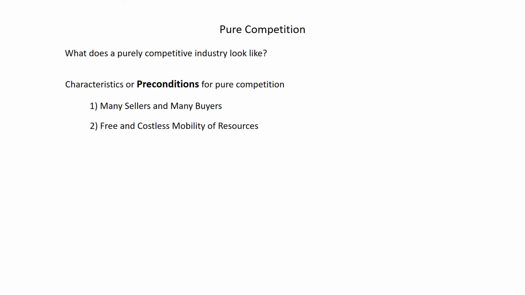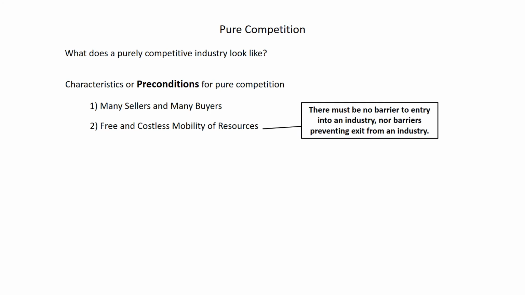The second precondition for pure competition is that there must be free and costless mobility of resources. Another way of saying this is that there must be no barriers that would prevent resources from entering into or exiting from an industry. In reality, this is not possible because virtually nothing is costless. However, any barriers that would impose a cost on or otherwise prevent resources from entering into or exiting from an industry would create allocative distortions in that industry.